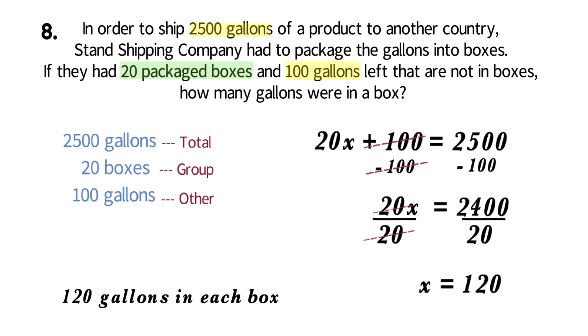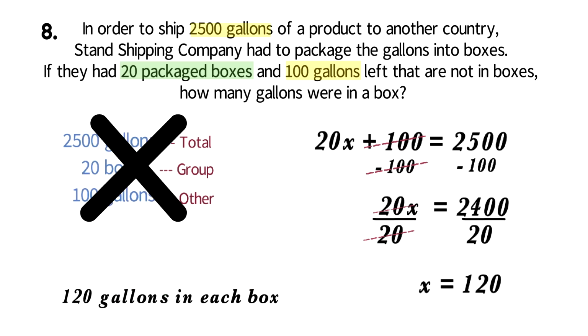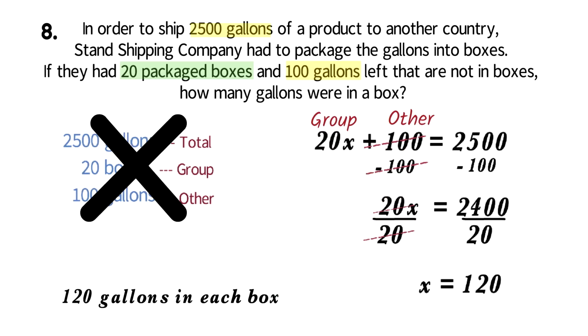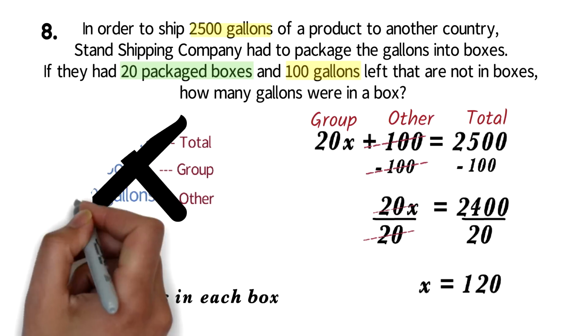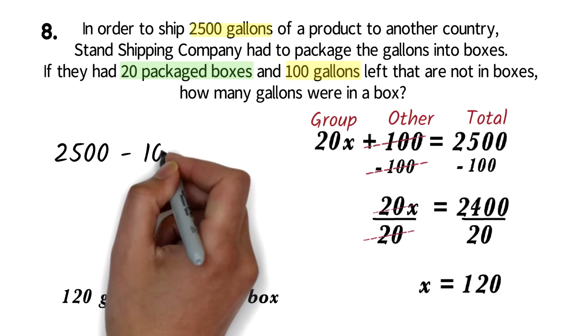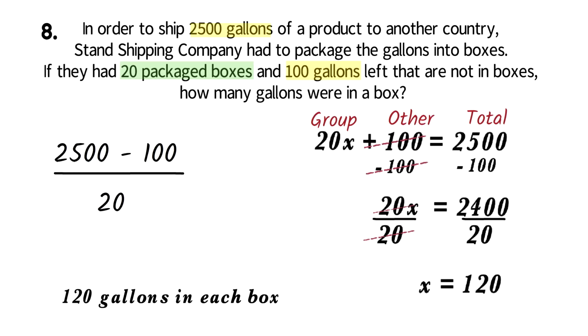First, there's absolutely no reason to write this part if you know what you're doing. You can go straight to writing your two-step equation. We have our group 20x, our other plus 100, and our total 2,500. Then you can solve the two-step equation. An even faster method to solve this question in less than 10 seconds is to do 2,500 minus 100 divided by 20 on your calculator to get 120. We did the total minus other divided by the group.